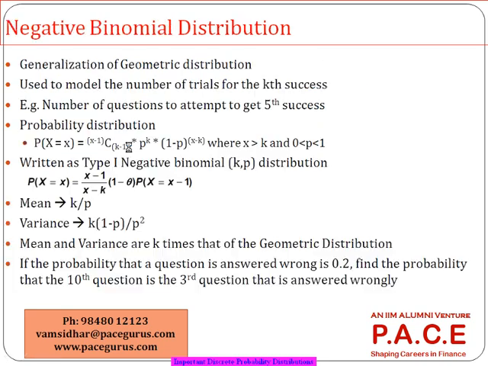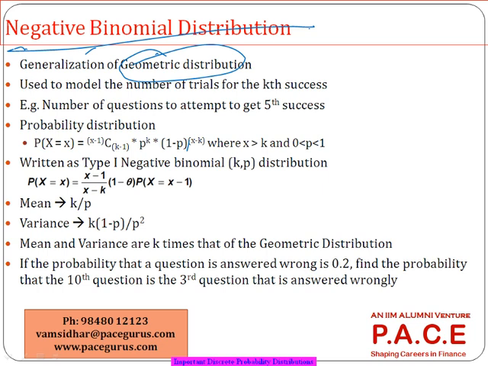Right? Then the next category of distribution is nothing but an extension to the geometric, or probably a generalized version of geometric, which is called a negative binomial. Why did I call it a generalized version?